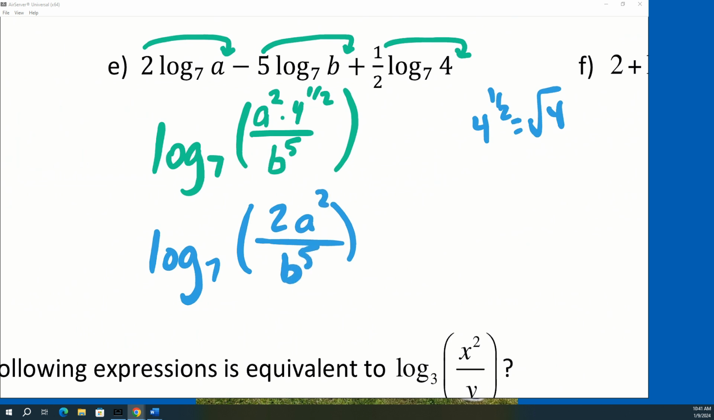So if you can do one like E, you understand the properties. Like that's using all the properties different ways.